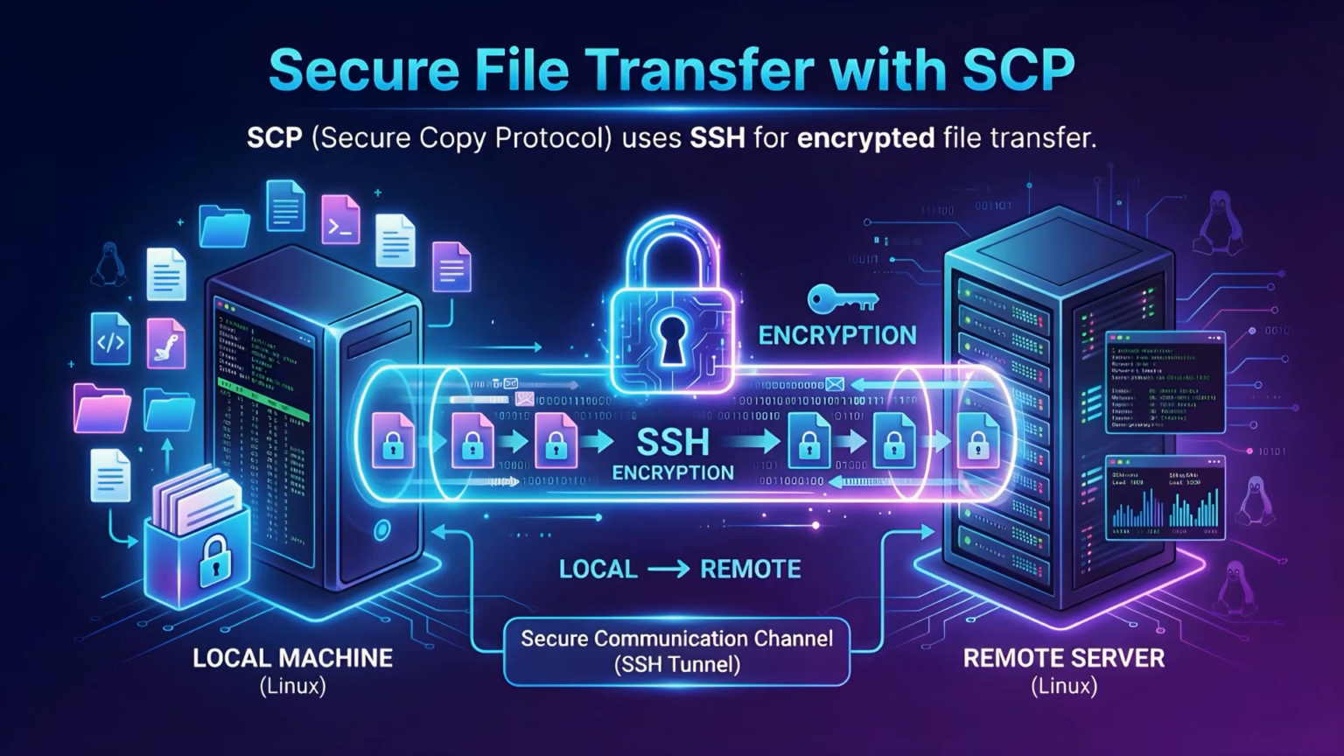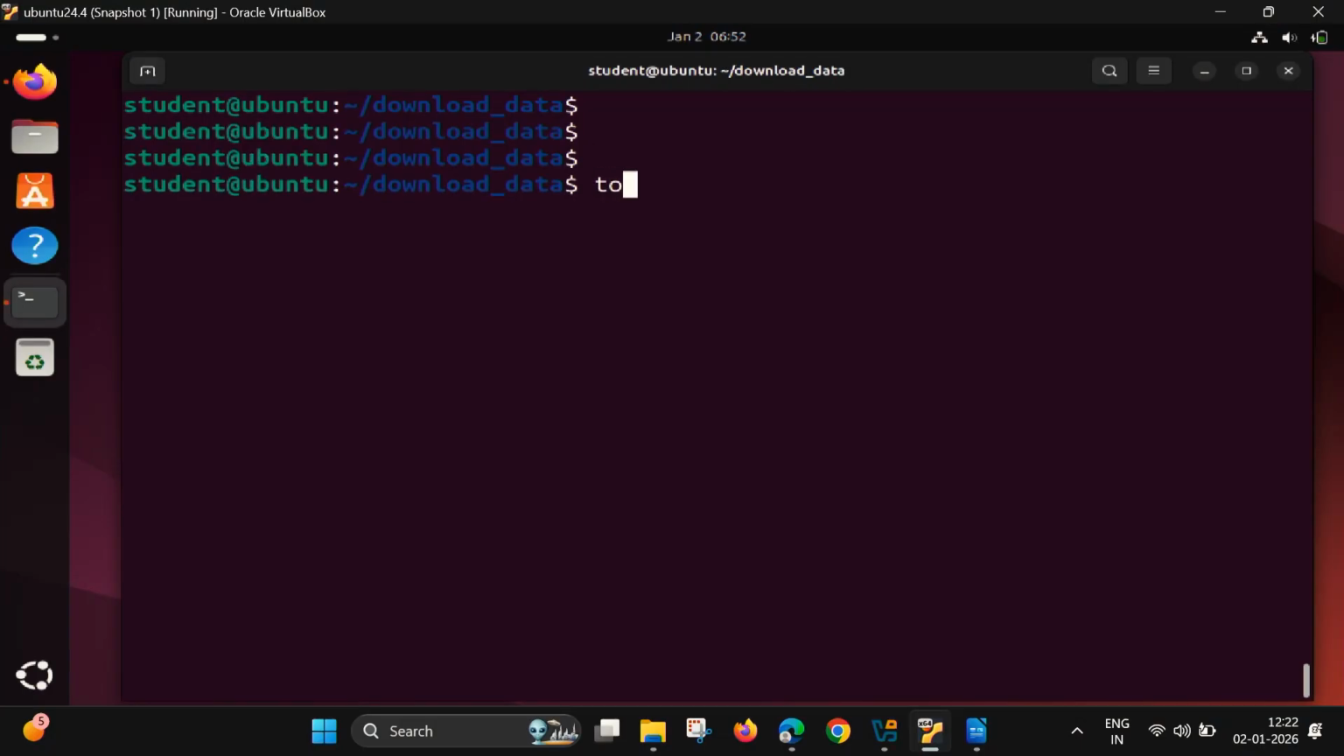Now I want to transfer some file to the remote machine. So for that we will learn now SCP, that is secure copy protocol, and it uses SSH for encrypted file transfer. Now here let's say I have created one file, touch important file. Now I want to copy it to the remote machine. So what I will say, SCP, the file name and the username and the IP address, that is here 172.